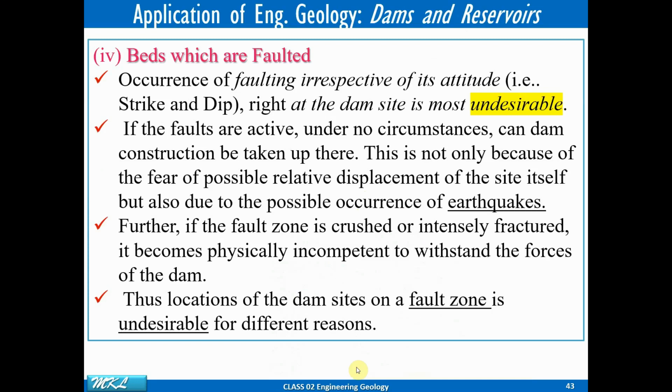Now let's discuss the faulting condition. So occurrence of faulting is irrespective of its altitude. Right at the dam site it is most undesirable, and faulting might happen due to some earthquake and all. The location of the dam site on a fault zone is basically undesirable for different reasons. So you will be avoiding it if it's severely fractured, or you have to take some remedial measures. You have to do some grouting, you have to do some other processes. Other remedial measures you have to take.